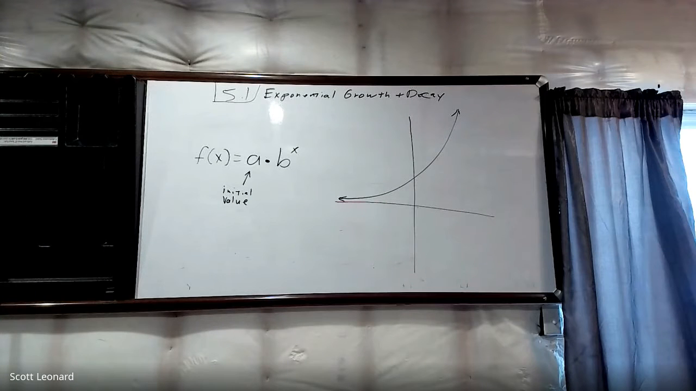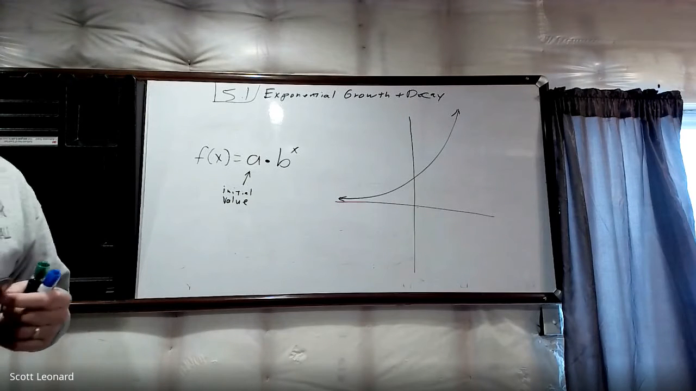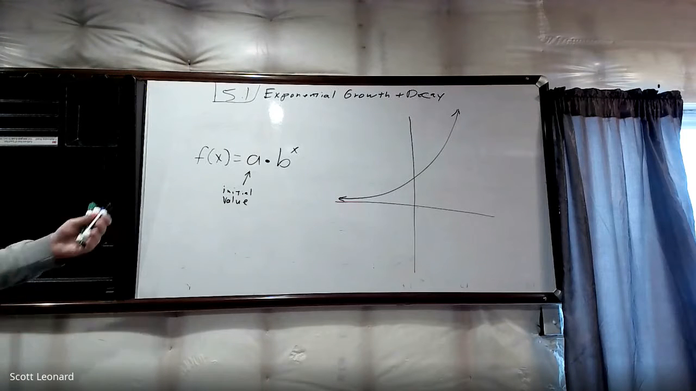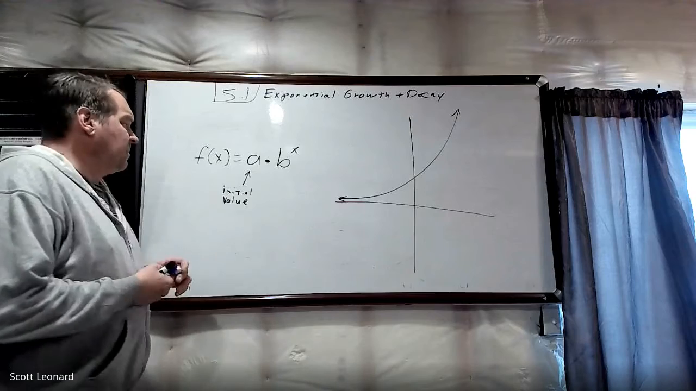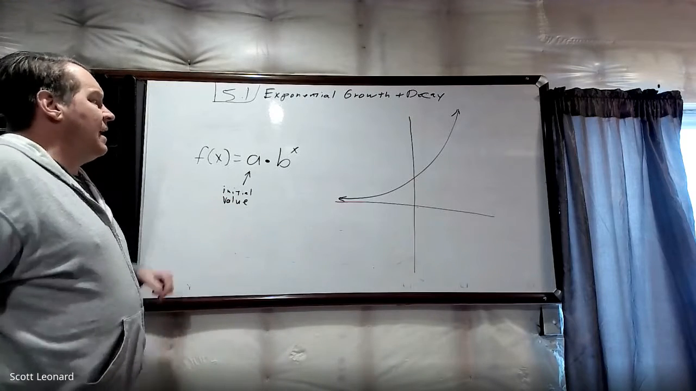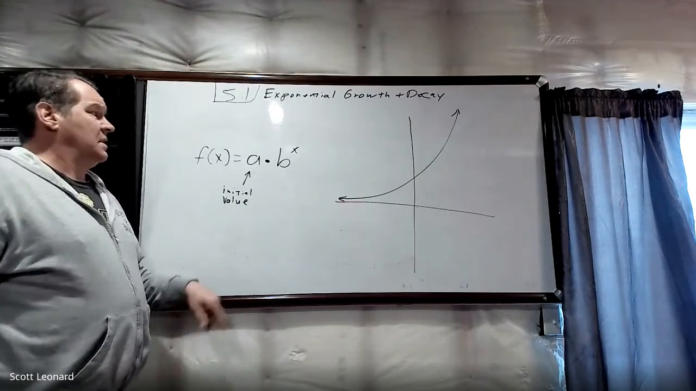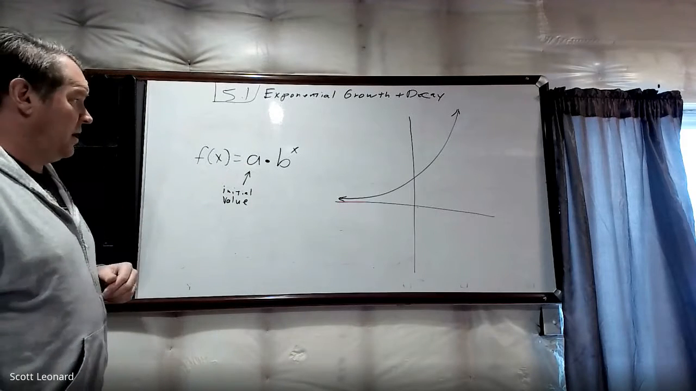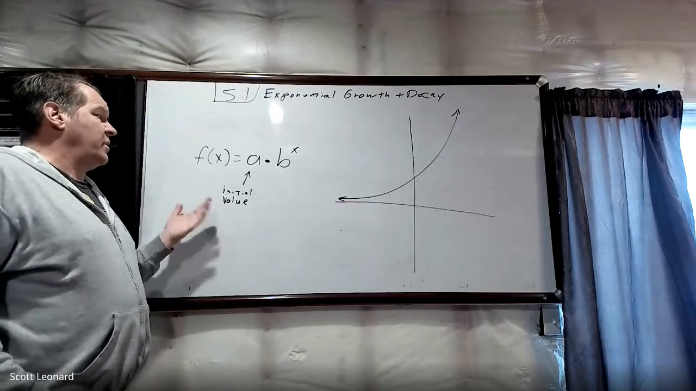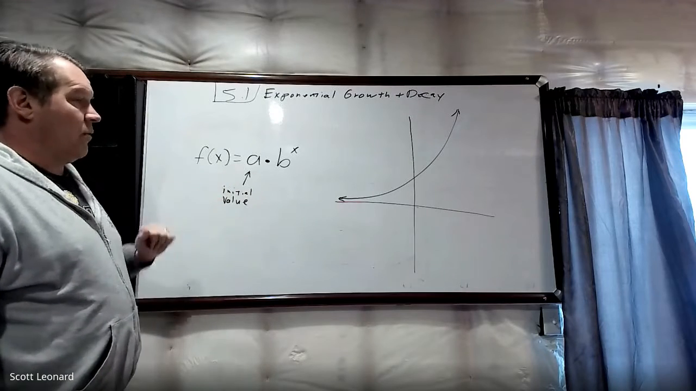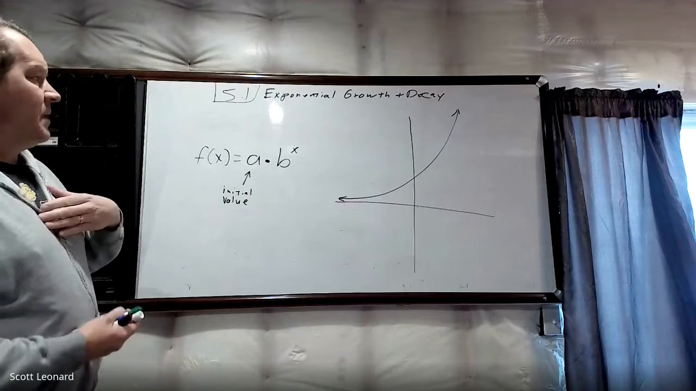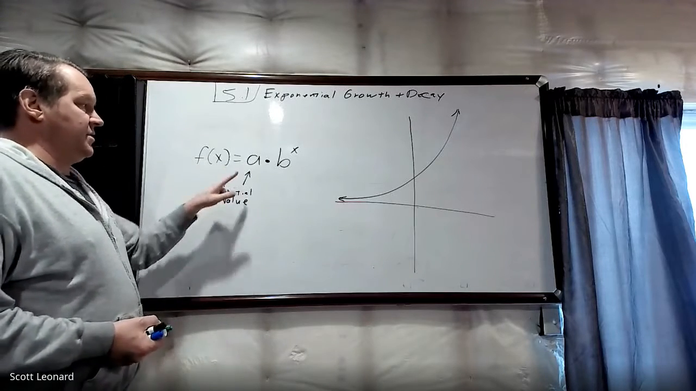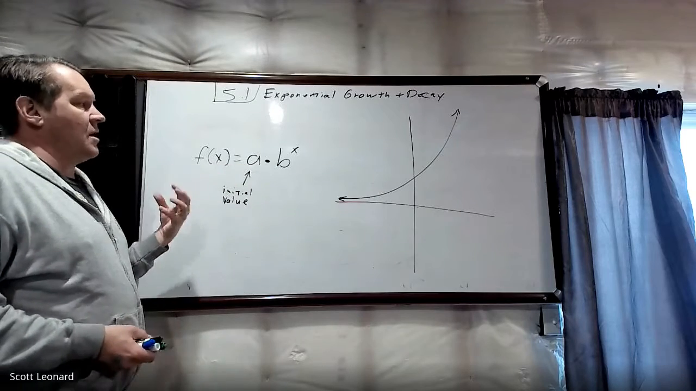A lot of problems we're going to talk about are going to deal with money or population, or it could be bacteria. And the problem might start with, I have $500. So that would go here. The population of Afton is 3,800 people. That would go right here. I have 150 bacteria in a petri dish. That number will go right here. It's what you start out with.